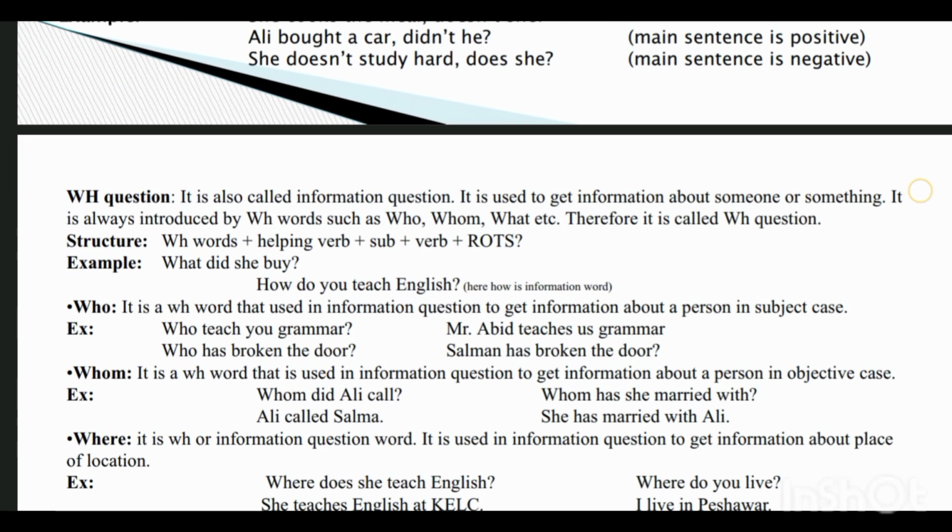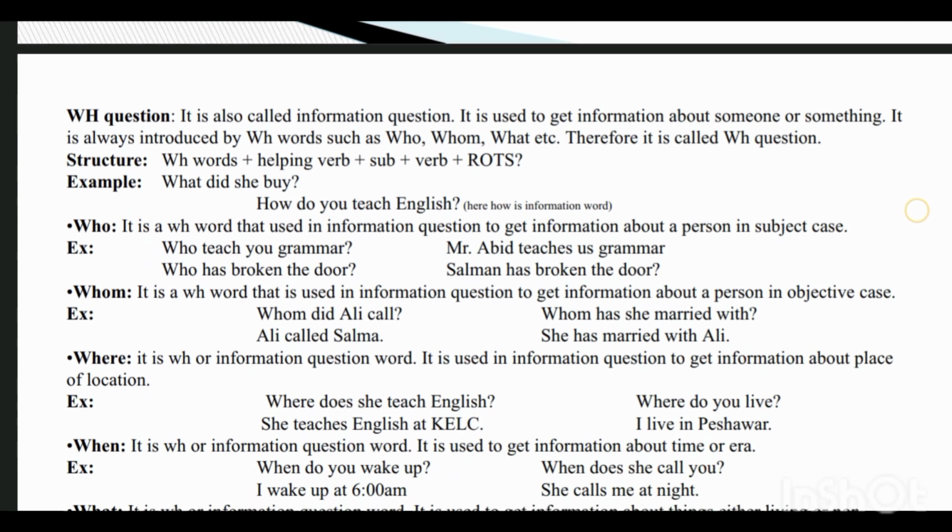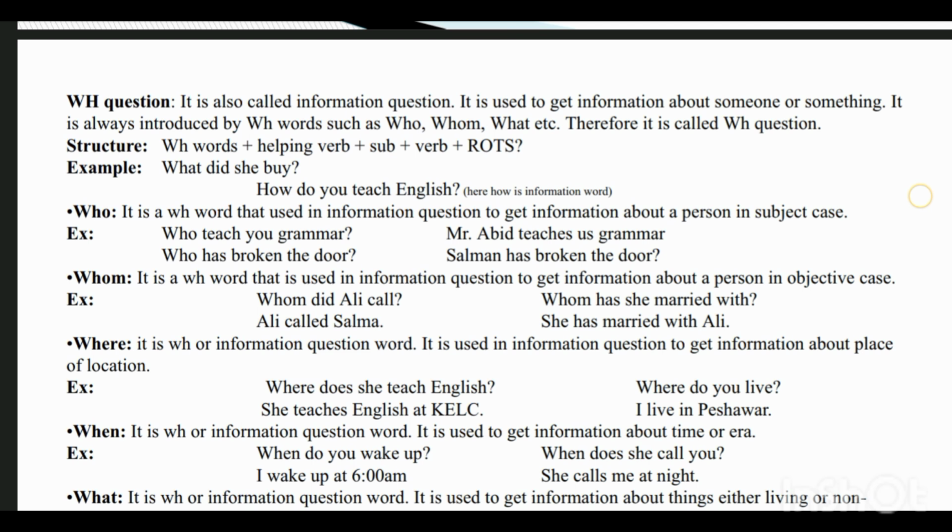Now the WH question, you have to support. A WH question is also called an information question. It is used to get information about someone or something. It is always introduced by a WH word such as who, whom, what, etc. Therefore it is called a WH question. The structure: WH word plus helping word plus subject plus main verb plus the rest of the sentence. For example, what did she buy?